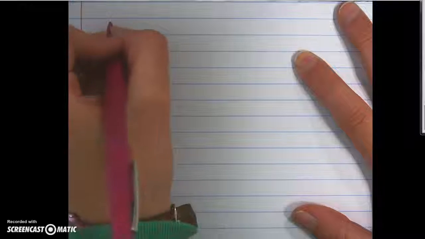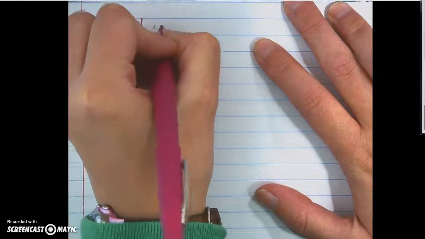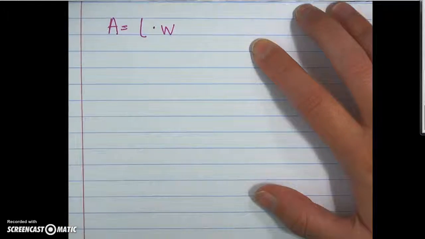Today I'm going to talk to you about area and perimeter of rectangles. Let's start with a formula. To find the area, we're just going to multiply the length times the width.